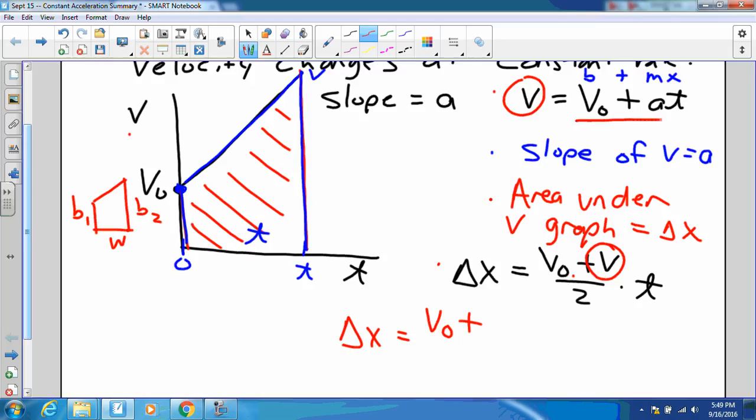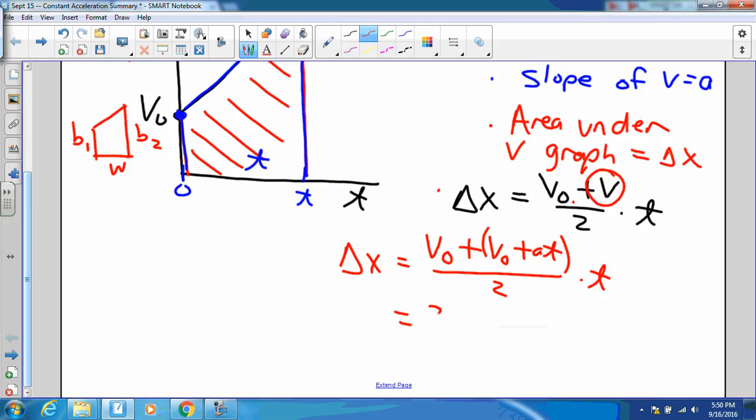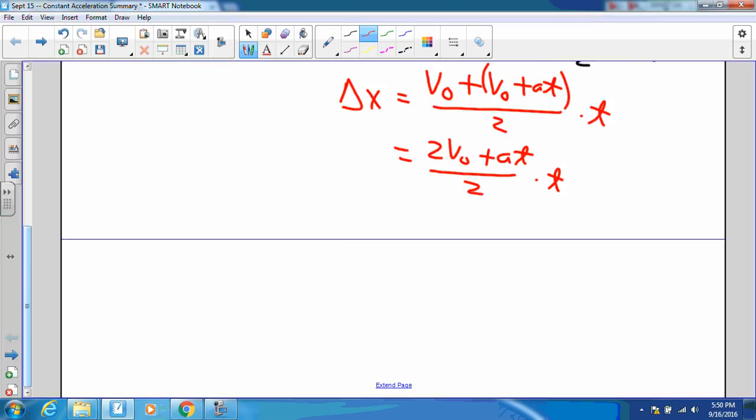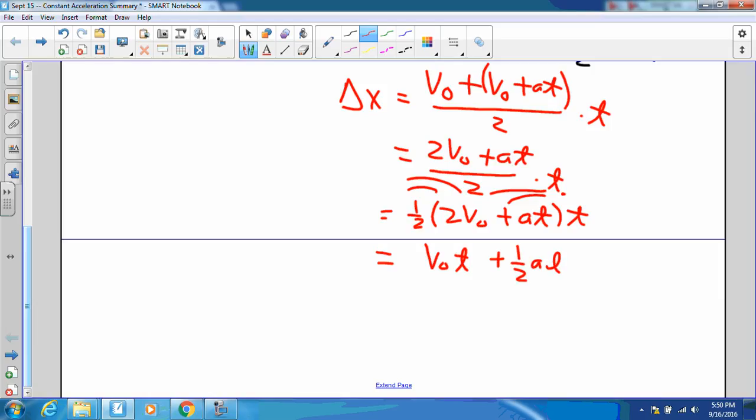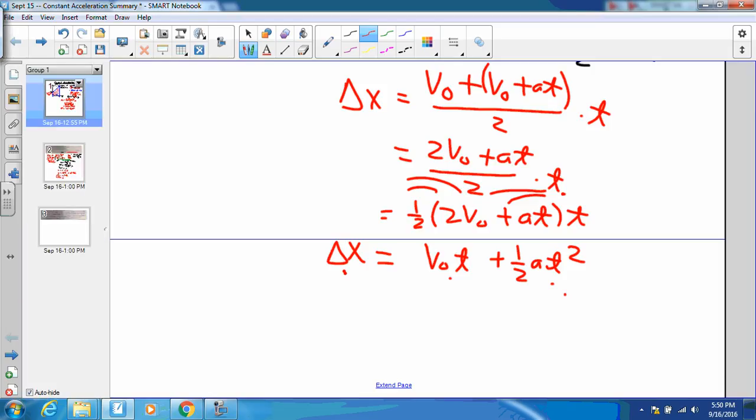I get delta x is equal to v0 plus, now I'm going to substitute v0 plus at for v. And I'm going to do a little bit of algebra here, just clean it up. v0 plus v0 is 2 v0s. And I can write division by 2 as multiplying by 1/2. And now we can distribute the 1/2 and the t to get v0 times t plus 1/2 at squared. This is very interesting for a couple of reasons. One is that it tells us that our displacement will be a quadratic function of time. But also, it allows me to solve for displacement when I am given time and acceleration, but not a final velocity.